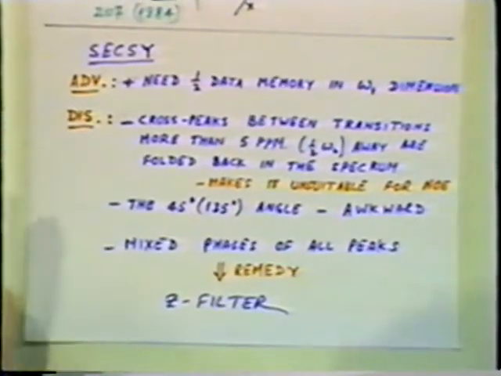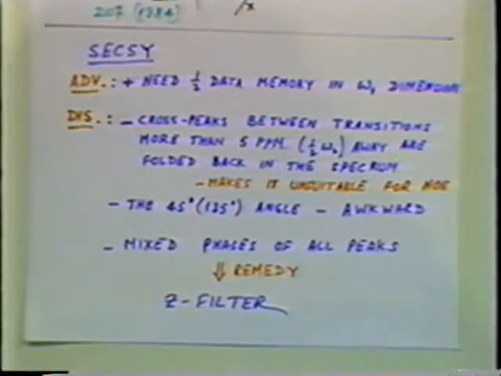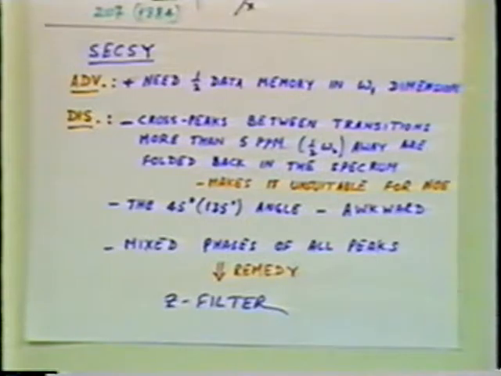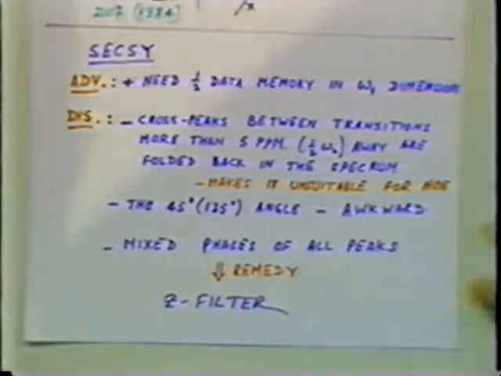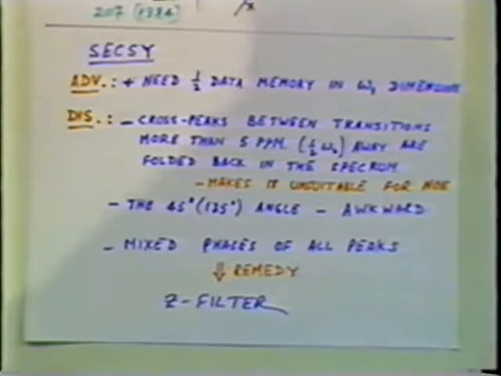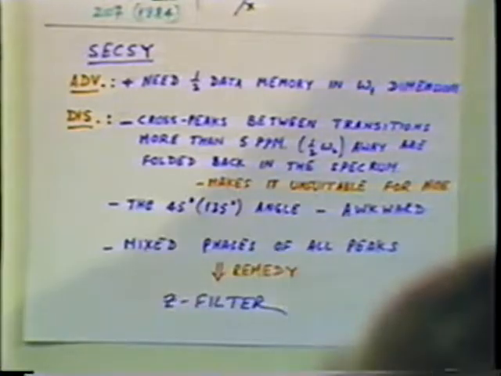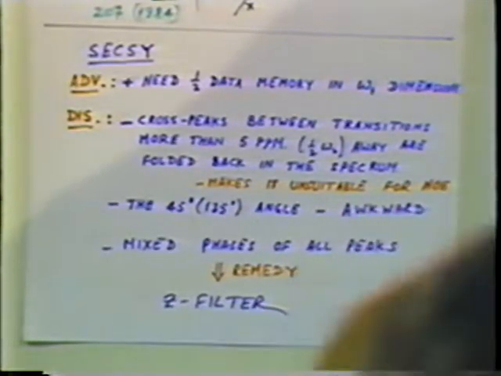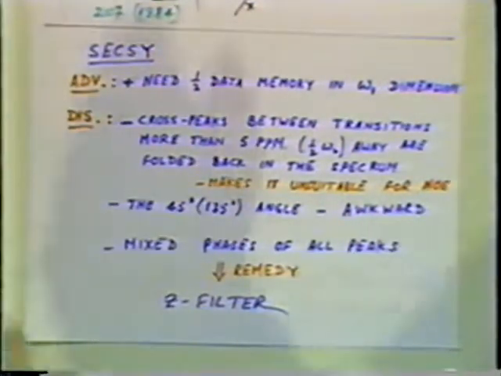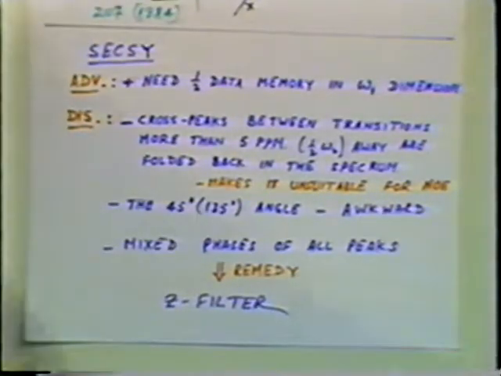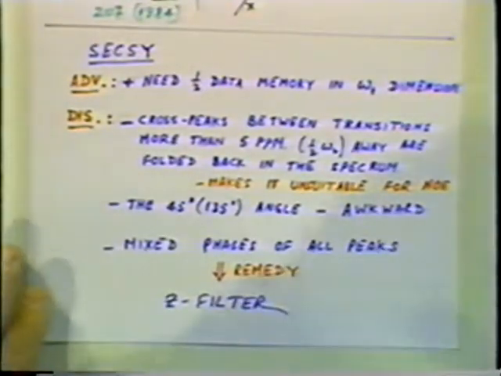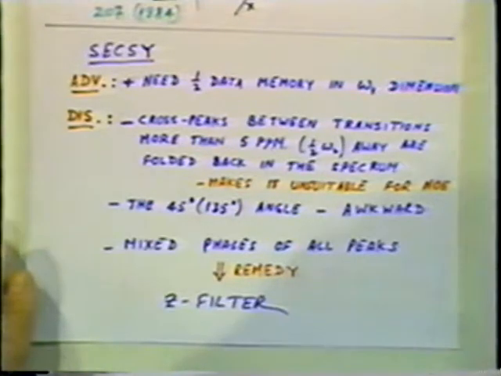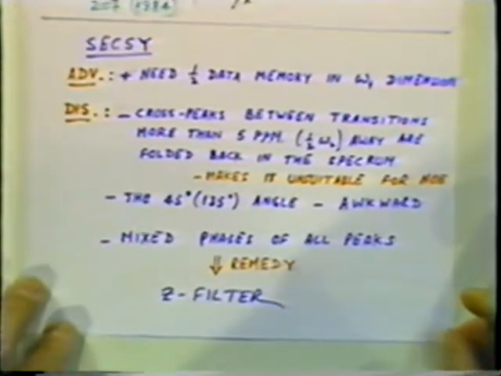The advantage of SAXI, as I said before, is that it needs half the data memory in the omega 1 direction. This looked to be an advantage in the beginning, when we had very little computer memory in the mid-70s, but I don't think this is a big advantage at the moment, except when we start really collecting a huge amount of data even in the T1 dimension, but that's difficult because it takes time. Increasing the number of data points in the T1 dimension is expensive.